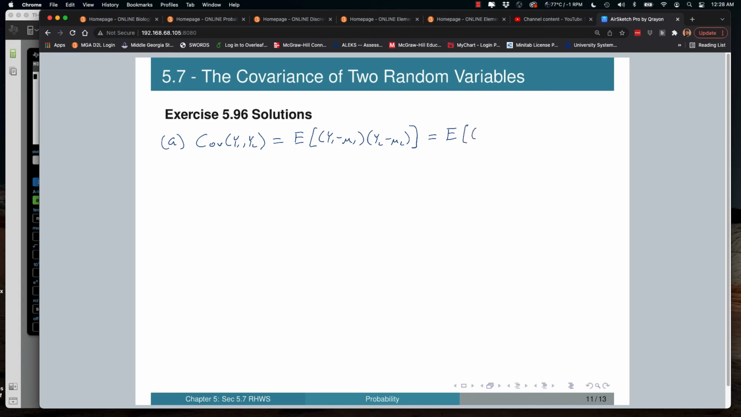And so we could rewrite this as y sub 2 minus mu sub 2 times y sub 1 minus mu sub 1, and just flip those around. And since multiplication is, I guess the term I want to use is associative, we can flip-flop it. Then this is just equal to the covariance of y sub 2 and y sub 1. So a pretty simple little proof.